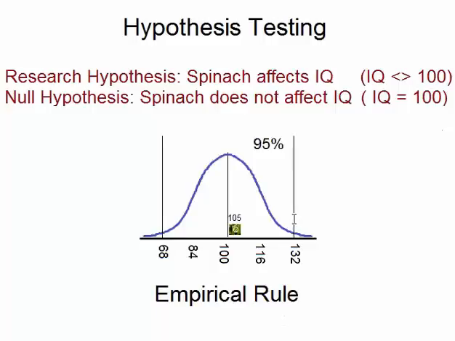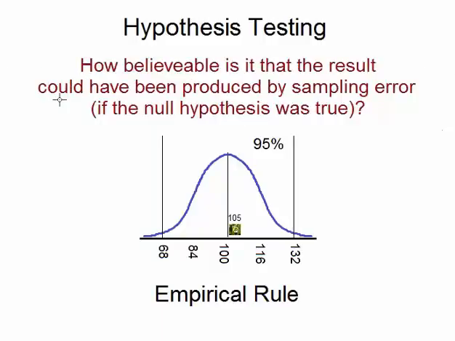Well, keep in mind that according to the empirical rule, 95% of any individual randomly sampled from the population will have an IQ between 68 and 132. So an individual having an IQ of 105, not that special. When asking that question, how believable is it that the result could have been produced by sampling error if the null hypothesis were true? We know that if spinach had no impact upon IQ, we would expect 95% of the people we randomly sampled to have an IQ between 68 and 132. So 105 is not that unusual. It's very believable that you could get a person randomly selected whose IQ was 105.